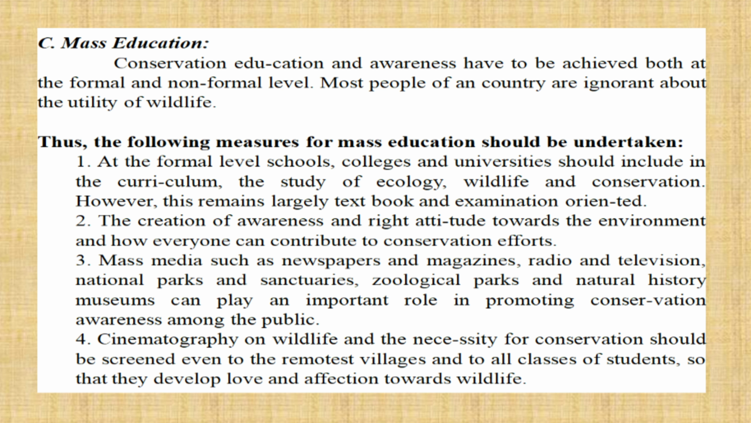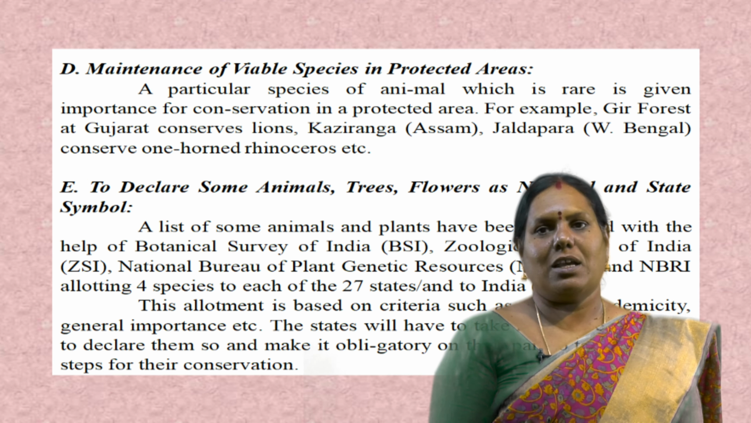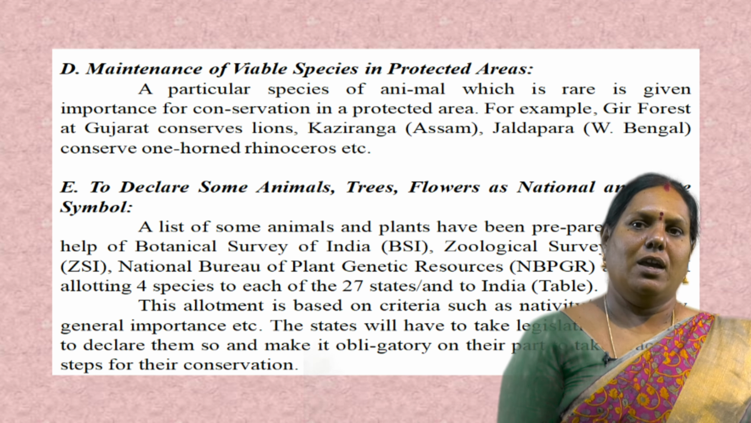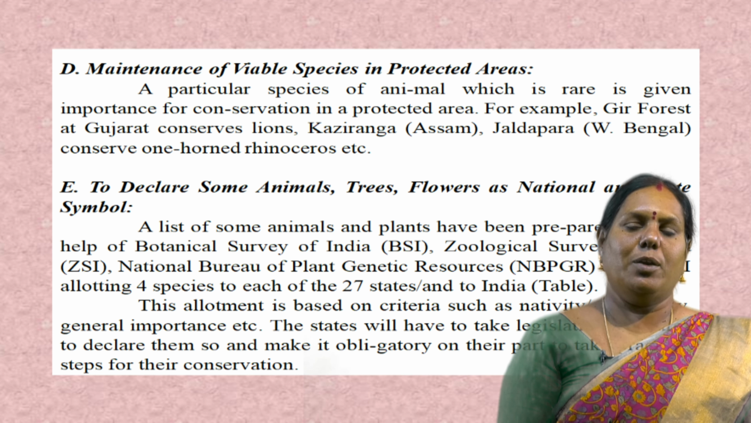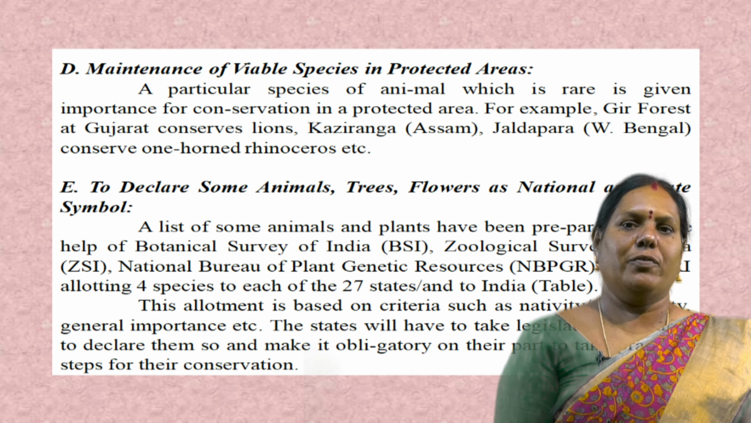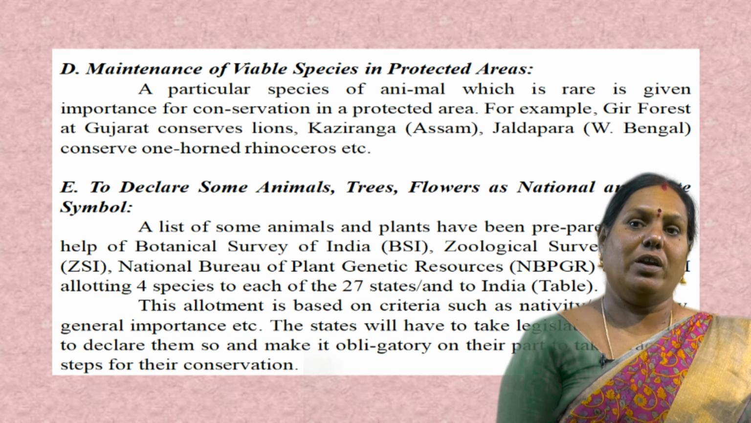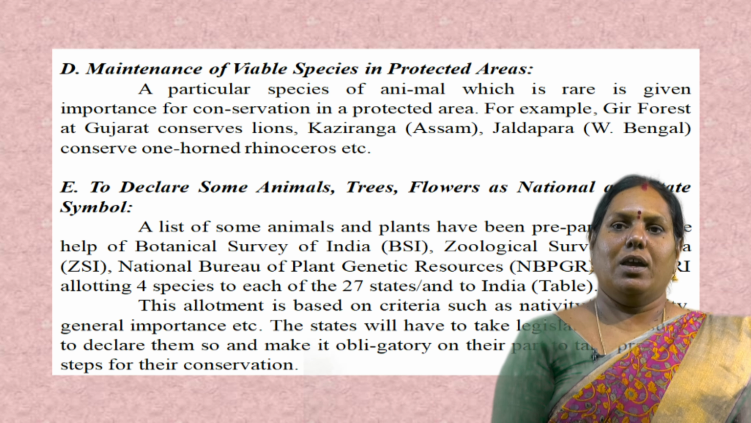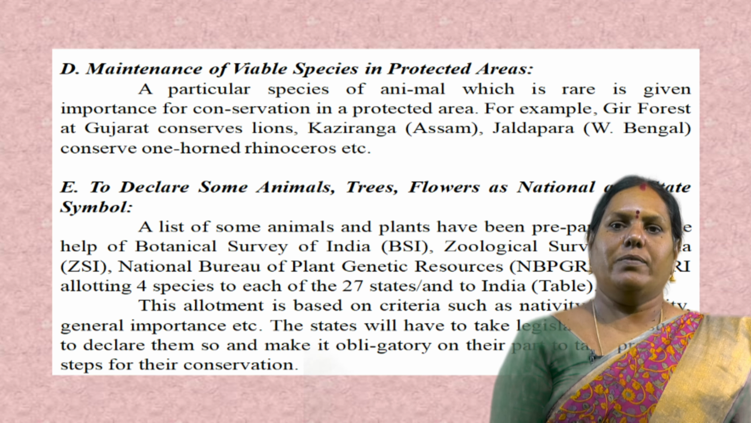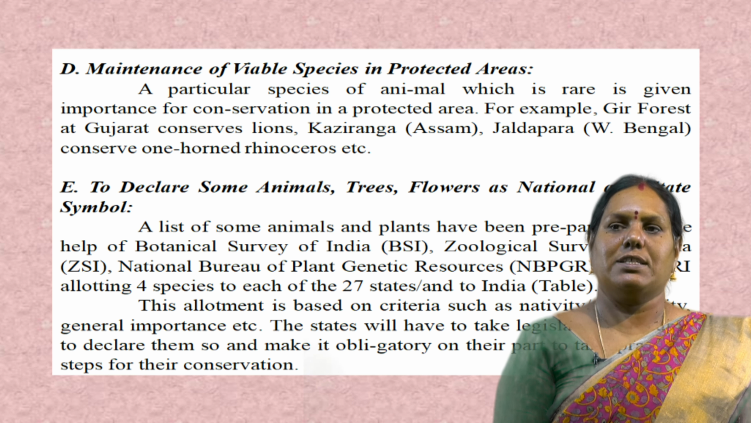Cinematography on wildlife and the necessity for conservation should be screened even to the remotest villages and to all classes of students, so that they develop love and affection towards our wildlife. Then, maintenance of viable species in protected areas. A particular species of animal which is rare is given importance for conservation in a protected area. For example, Gir forest in Gujarat is meant for conserving lions. Like that, Kaziranga in Assam is meant for tigers, and Jaldapara in West Bengal conserves the one-horned rhinoceros, etc.